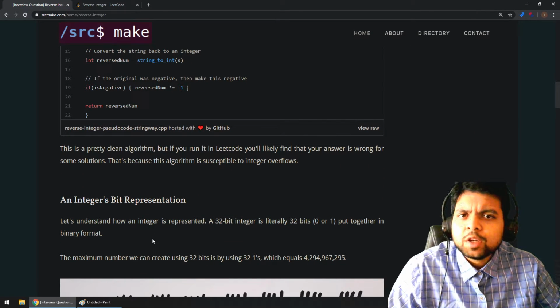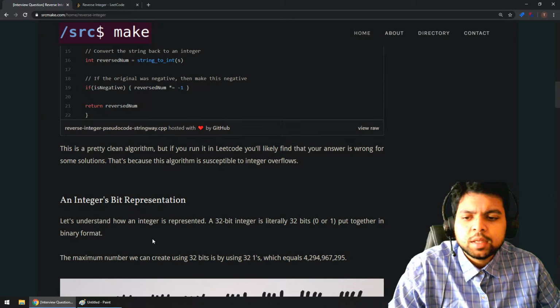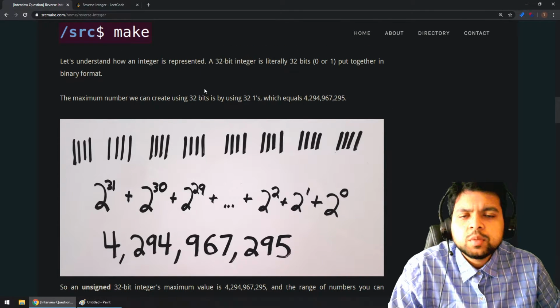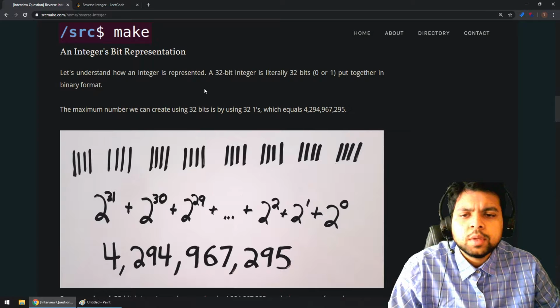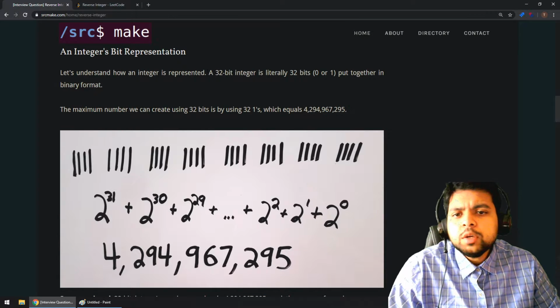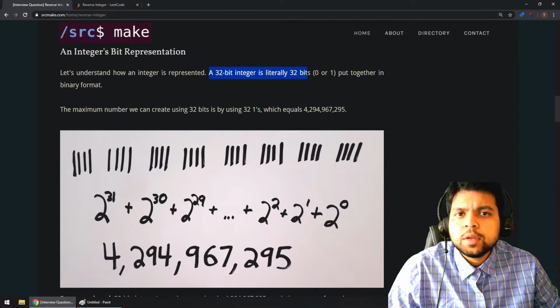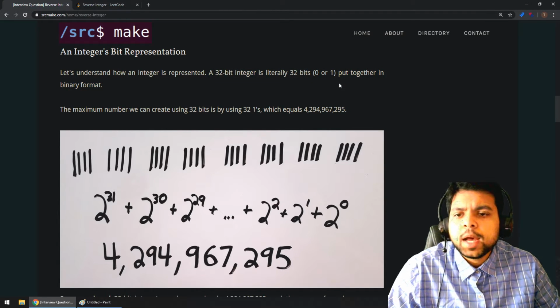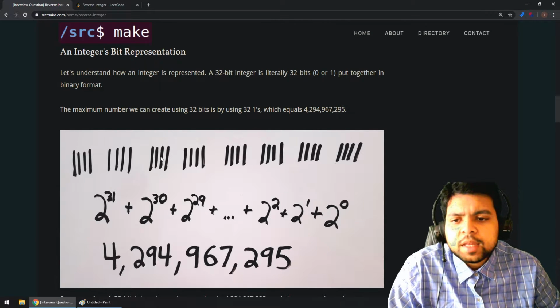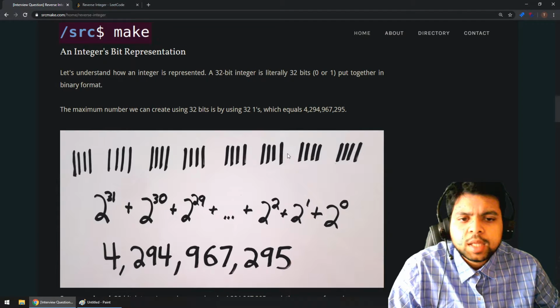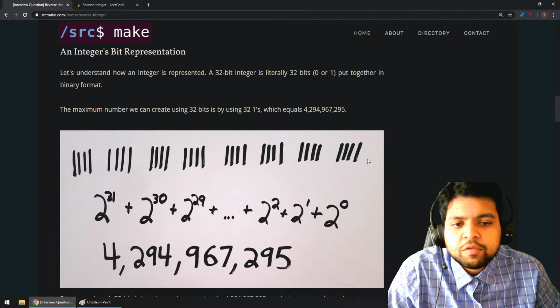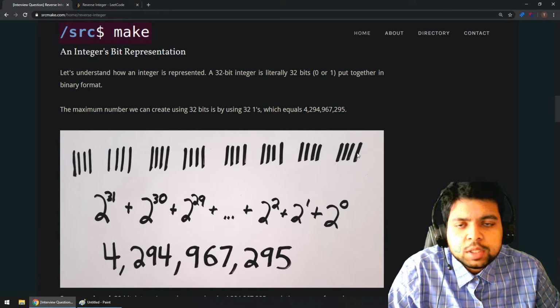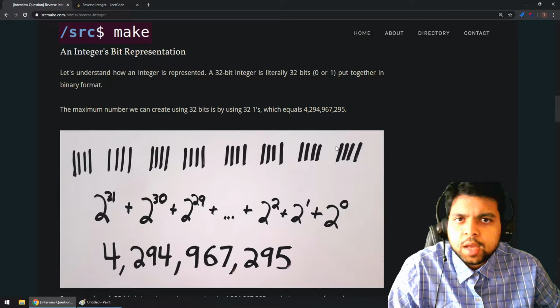So to understand overflows, we kind of have to understand how integers are represented. And basically, since we're working with 32-bit integers, that's what we're going to do in this section right here. A 32-bit integer is literally just 32 bits, a bit can be 0 or 1, that are put together in binary format. If we look at this example in the diagram, we've got 32 bits. They happen to be 32 ones. The way you read a binary number is you go from right to left, and this first digit represents the zeros place. The second digit represents the ones place, and you keep going on like that.